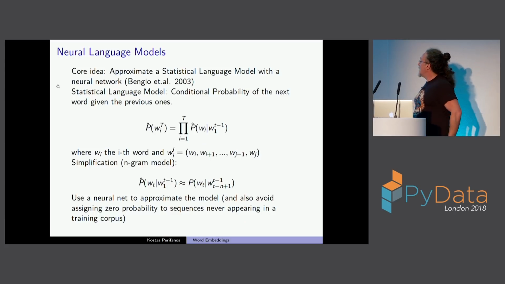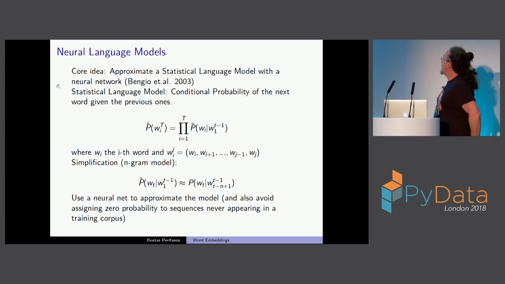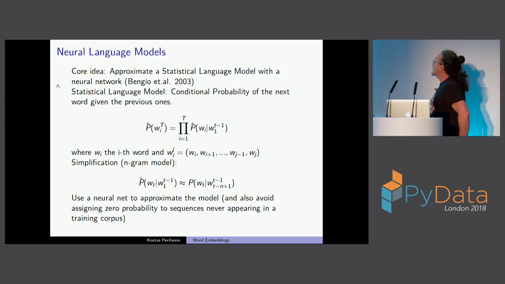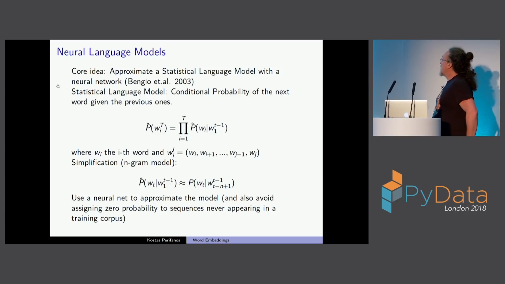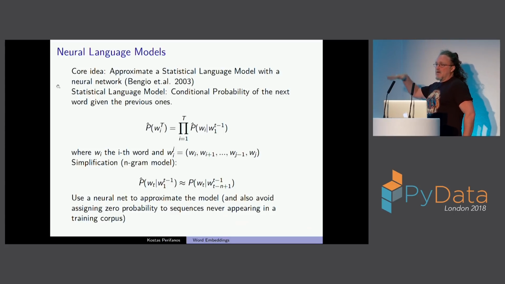We don't want that. So the core idea back in 2003 by Bengio, which is kind of groundbreaking, is: can we use a neural net to approximate this probability distribution?